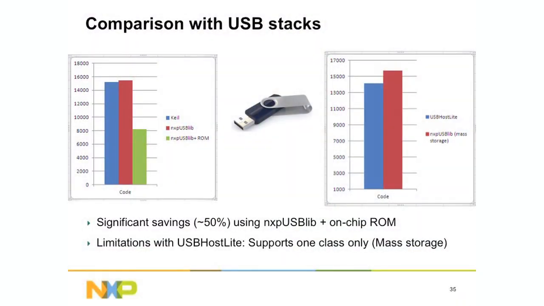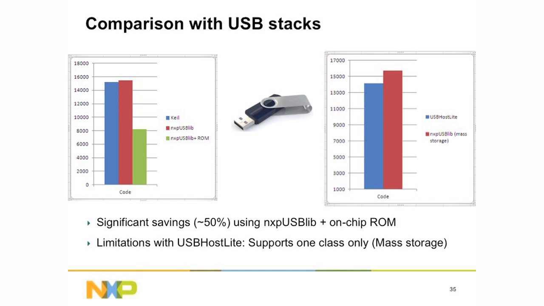Okay, so let's look at a comparison. A stack that a lot of people are familiar with is Keil. I mean, Keil's got a great USB stack. We used it a lot in our example code. And you can see that NXP USBlib is very close in code size to the Keil. However, if you use a device with the ROM code drivers, it's about 50%. So you have significant savings by using the device with the ROM code drivers.